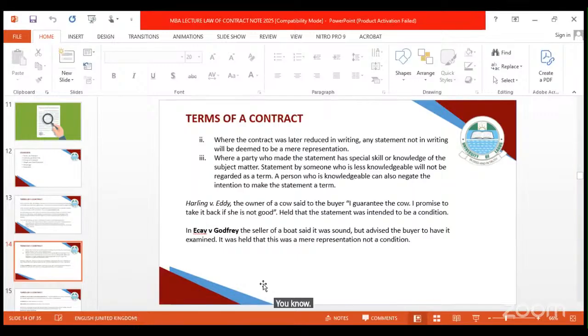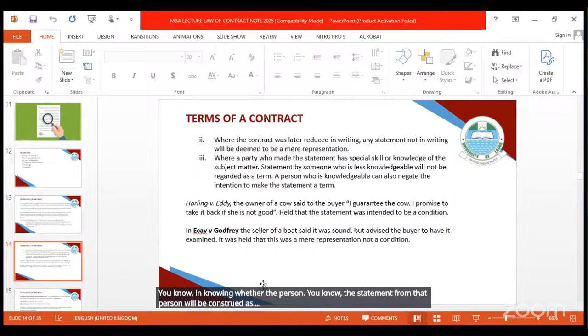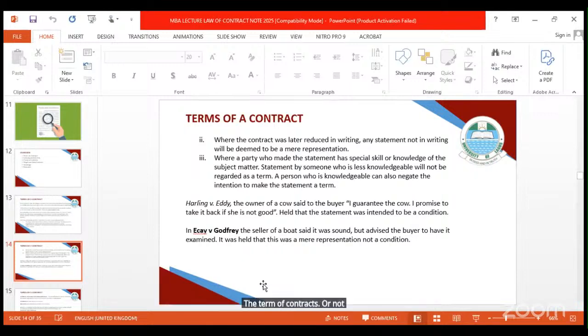So always know who you are going into a contractual relationship with. It's just courtesy. May I know you? All those things will help you in knowing whether the statement from that person will be construed as a term of contract or not. So you can see some of the examples given there.